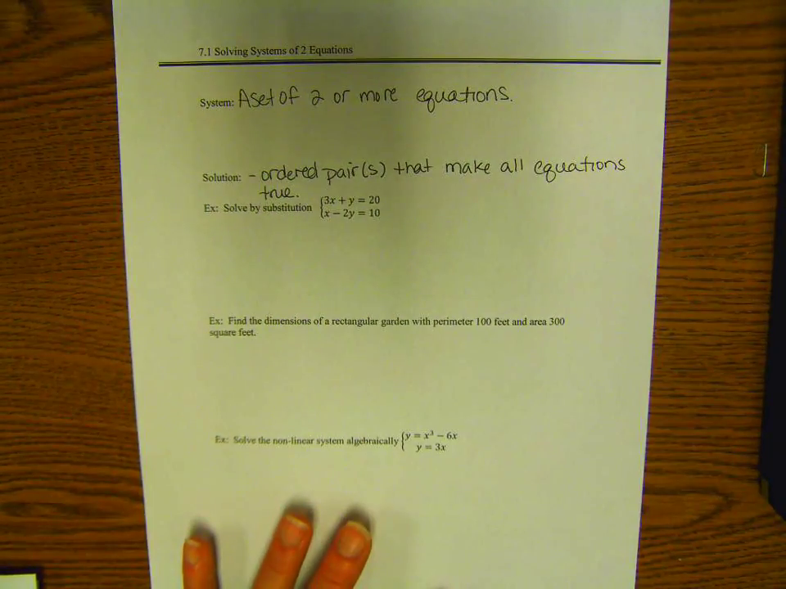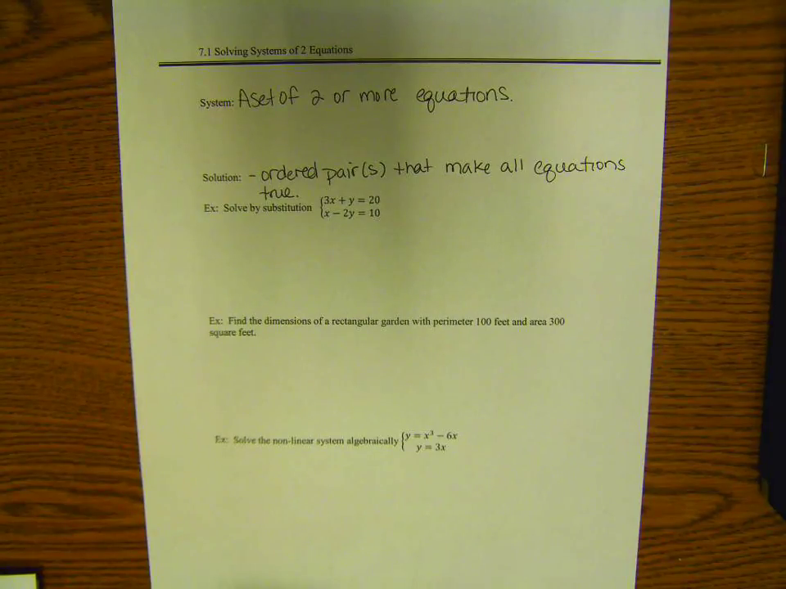In the example we did in our opener, how many solutions did that have? Three. And the reason there were three was because one of the functions was a cubic function.